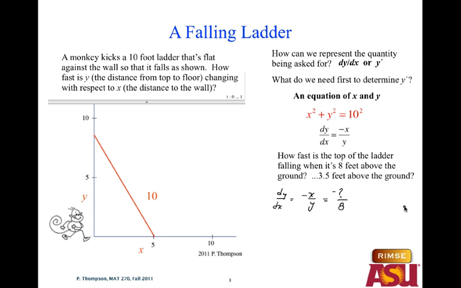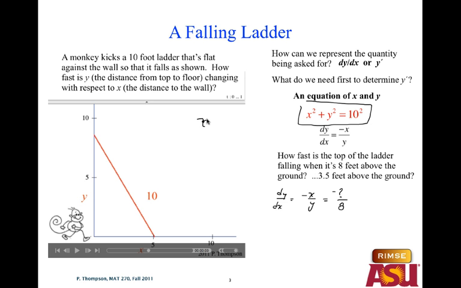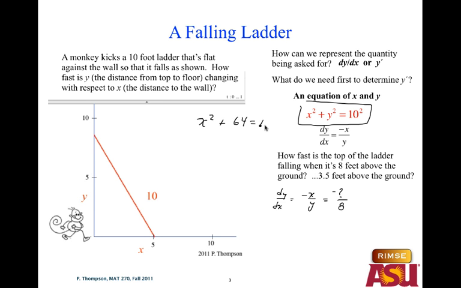Nice. Okay. So the relationship between y and x is always this. So we can take that 8, put it in for y, and solve for x, because we know this is always true as x and y change together. So we get x squared plus 64 equals 100. So x is 6. Is that right? So we get negative 6 over 8, or negative 0.75.